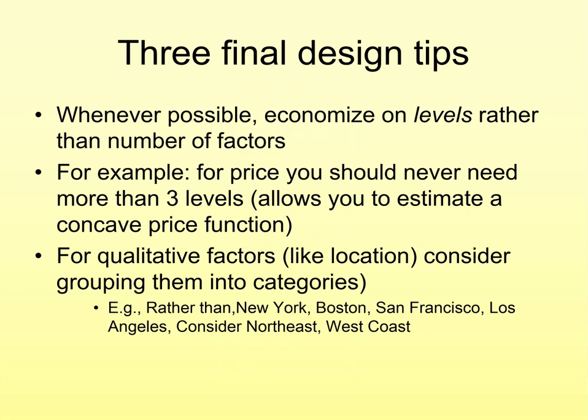Now, usually where it's hard to cut down the number of levels is when you have qualitative factors, like when you're interested in the effect of different places of manufacture or different brand names or different colors. In that case, one way you can get some efficiency is by grouping them into categories. For example, suppose the levels of location are New York, Boston, Los Angeles, and San Francisco. And you really think the main difference in people's minds is not going to be the cities themselves, but the region of the country. Well, in that case, rather than having four levels, you might consider just two levels, Northeast and West Coast.